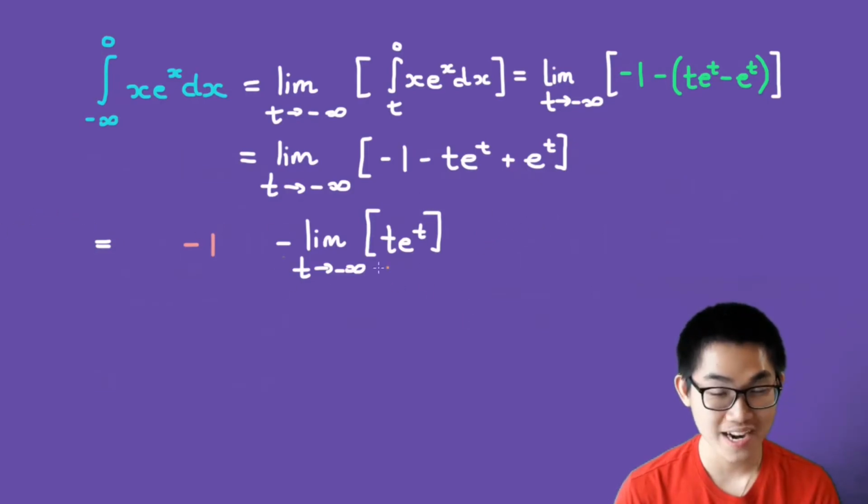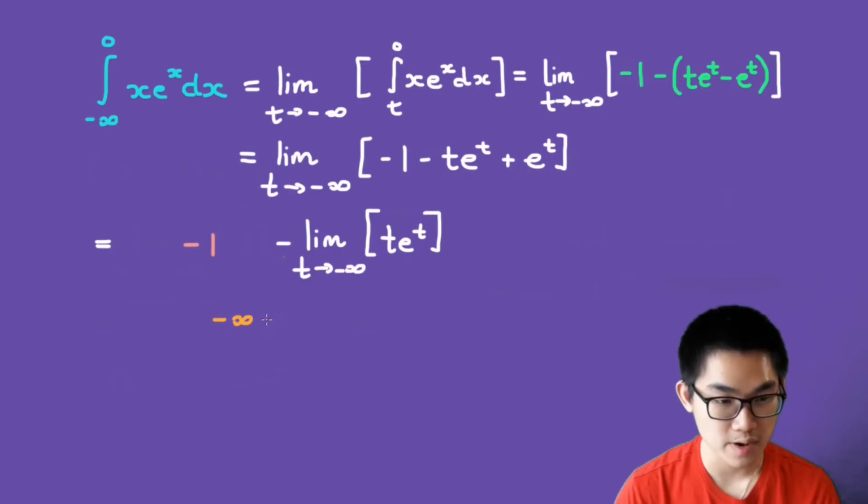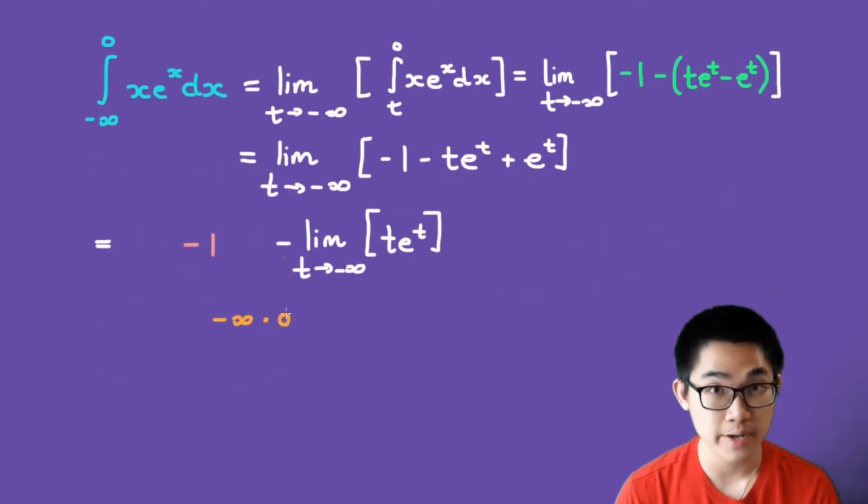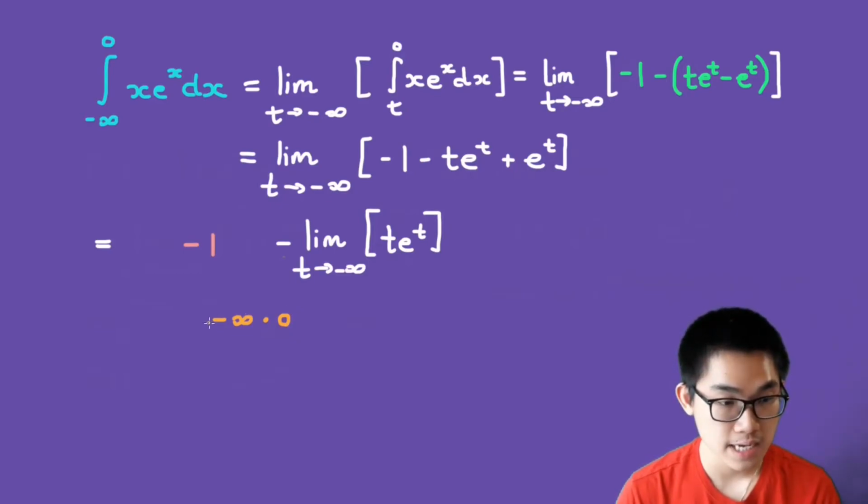How about this one in the middle? Well, as t approaches negative infinity, the t will become negative infinity, and the e to the power of t will be 0, right? So we have this indeterminate form, which means we can use L'Hopital's rule. So let me go over L'Hopital's rule very quickly for this case. In fact, this can be plus or minus infinity times 0.